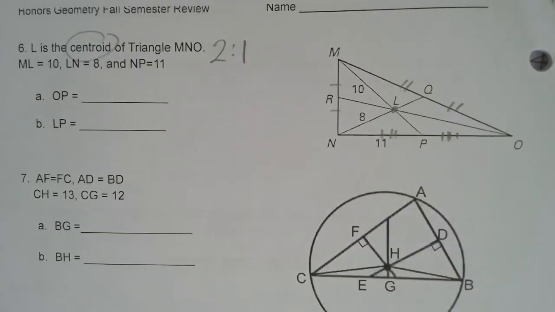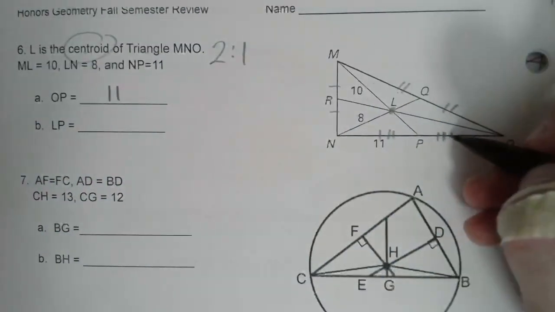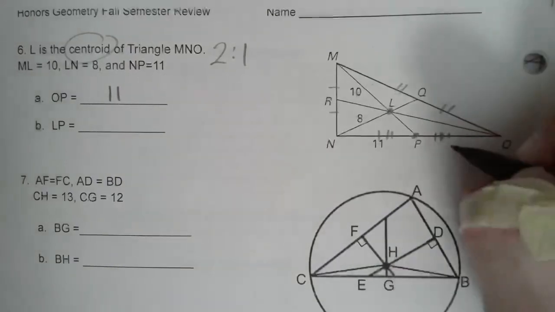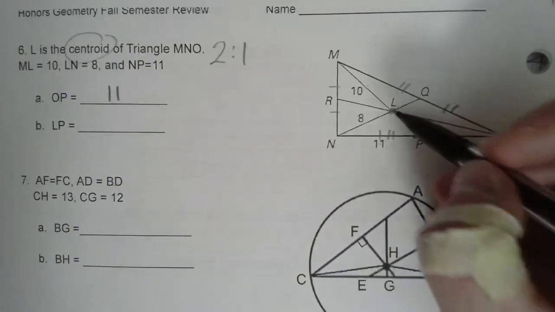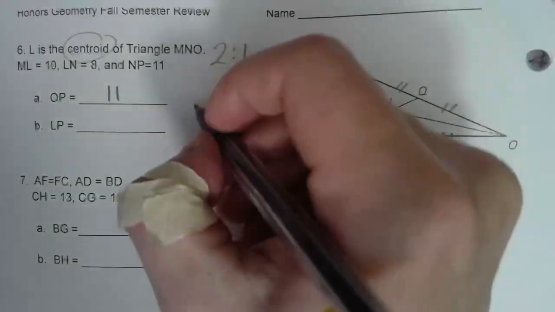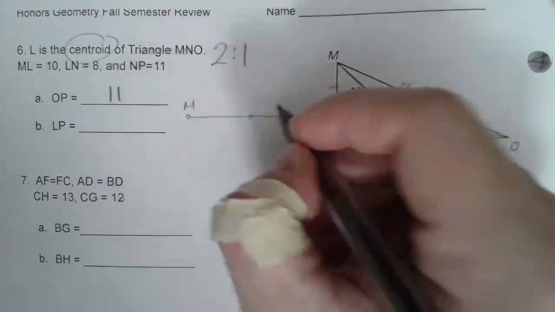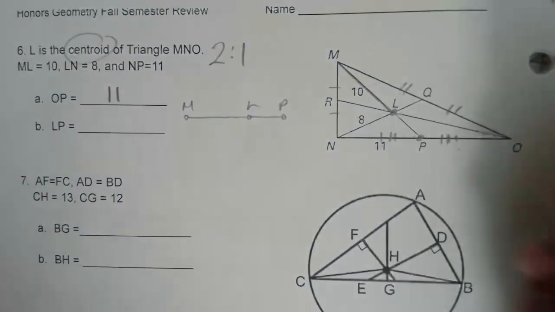Beautiful. So for the measure of the segment OP, that's here. It has to be 11. This is because it is a midpoint for both sides. And for the measure of LP, I see that ML is made up of 10. So I'm going to draw it like this. So here is MLP, the segment.